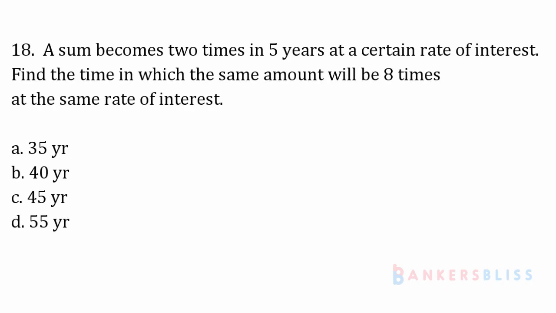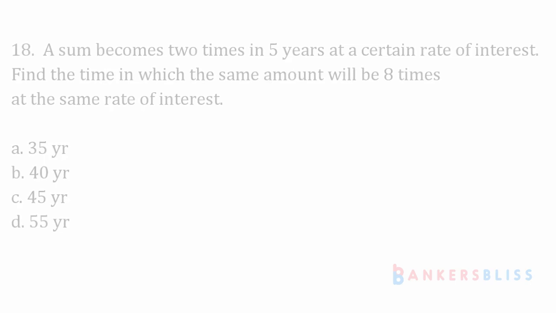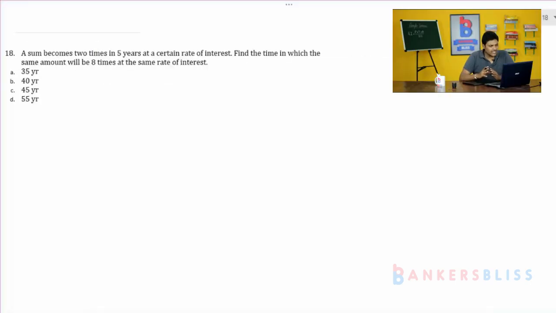Let us go for problem number 18. A sum becomes 2 times in 5 years at a certain rate of interest. Find the time in which the same amount will be 8 times at the same rate of interest. Okay, so it's very similar to the previous problem, but a few more data they have added. A sum becomes 2 times in 5 years. In how many years is it going to become 8 times?